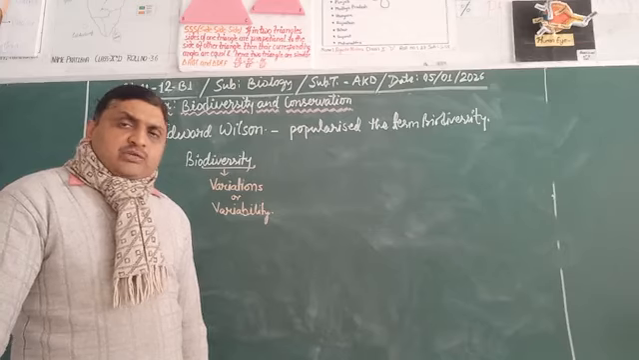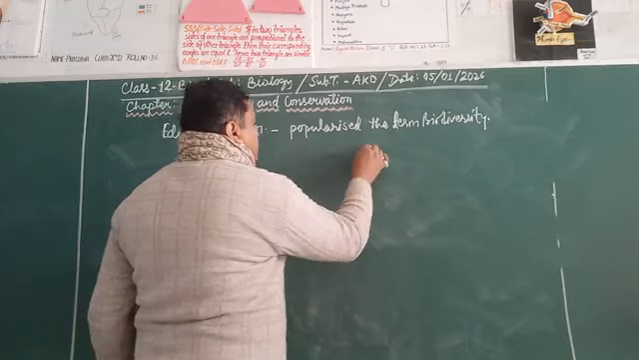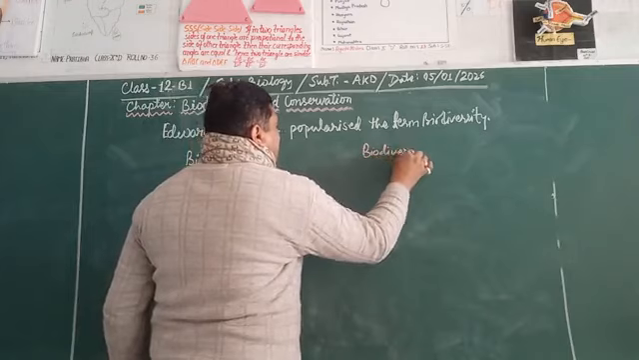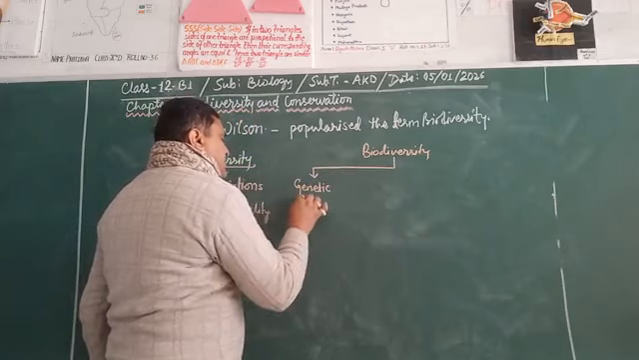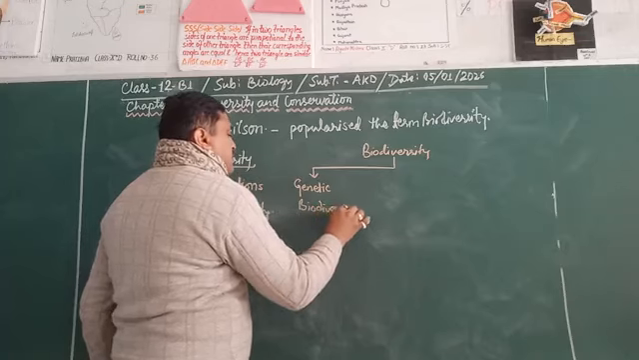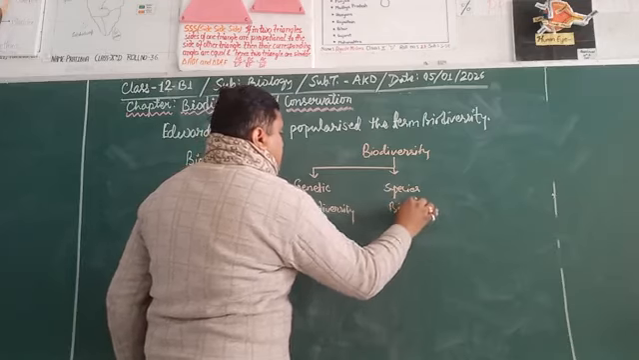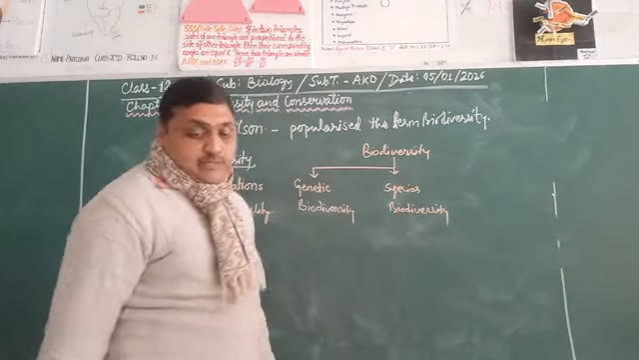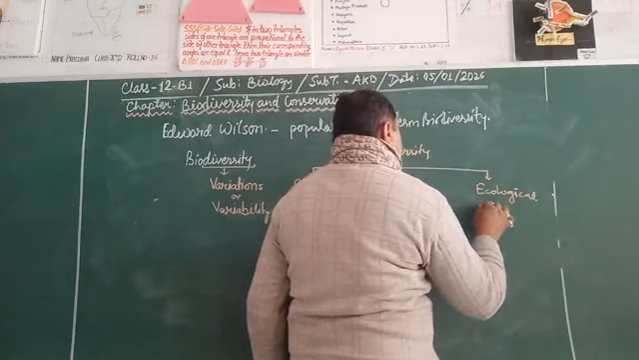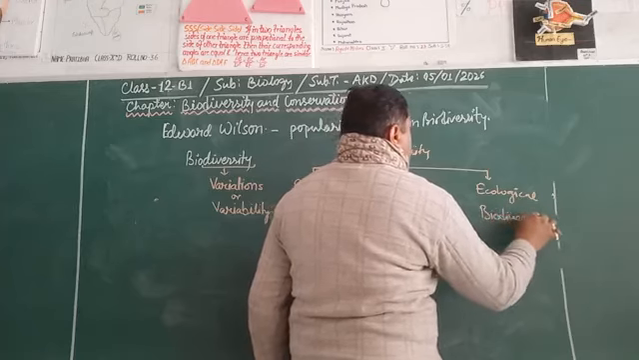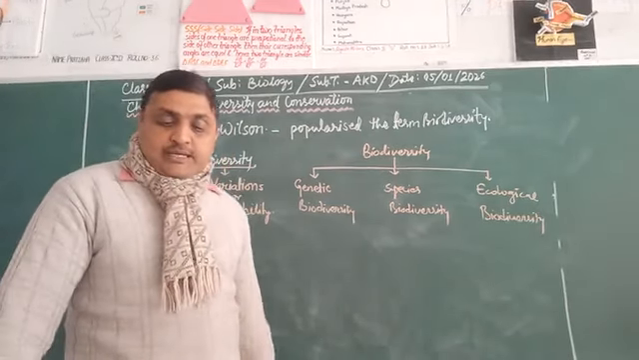This variation can be studied in different ways. There are 3 different ways in which biodiversity can be studied. The first type is genetic biodiversity, the second is species biodiversity, and the last one is ecological biodiversity.